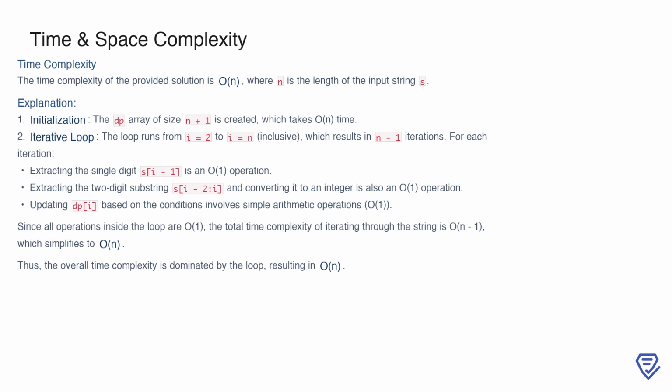During each iteration, we perform constant time operations like extracting a single digit or a two-digit substring, converting it into an integer, and updating the dp array based on basic arithmetic conditions. Since all these operations take O(1) time, and the loop runs for n-1 iterations, the total time spent in the loop is O(n-1), which simplifies to O(n). Combining the initialization and the loop, the total time complexity of the solution is dominated by the O(n) loop, making the overall time complexity O(n).